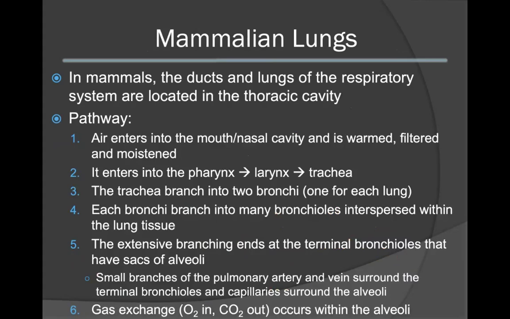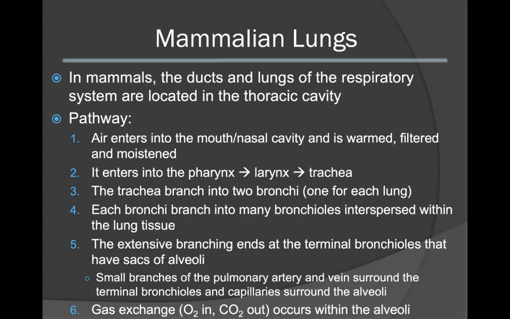In mammalian lungs, the ducts and lungs of the respiratory system are located within the thoracic cavity. The general pathway of air within the mammalian lung is as follows. Air will enter in through the mouth and nasal cavity where it is warmed, filtered, as well as moistened. Air will then pass into the pharynx, larynx, and eventually enter into the trachea.